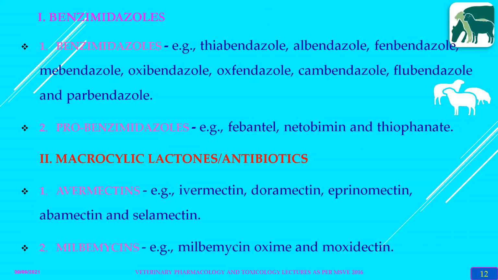The first category is the benzimidazoles. Benzimidazole is a class containing thiabendazole, albendazole, fenbendazole, mebendazole, oxibendazole, oxfendazole, then cambendazole, flubendazole, and carbendazim. So these are the benzimidazoles. They have a very characteristic benzimidazole ring, and changing the other structures on that particular ring will yield different types of benzimidazoles.